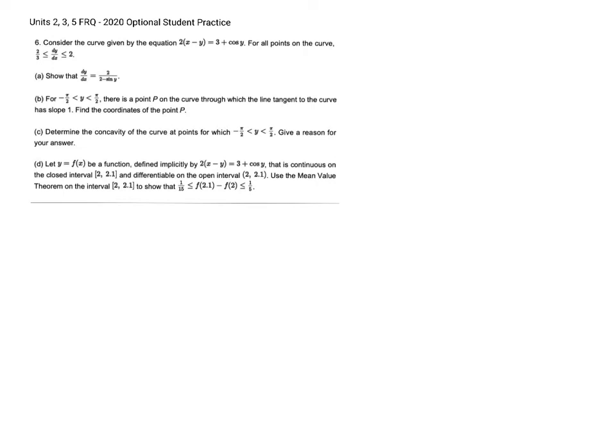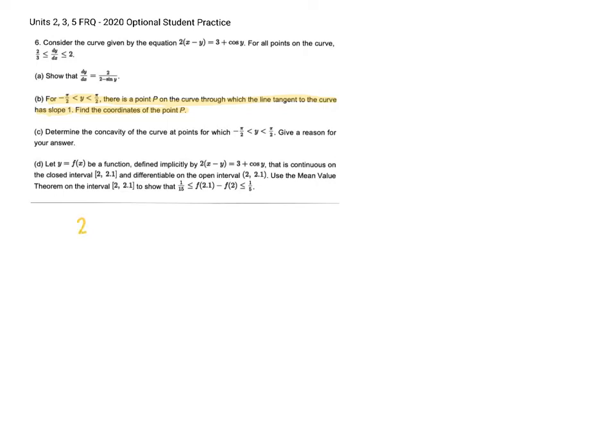In part B, it says, for negative pi over 2 is less than y is less than pi over 2, there is a point P on the curve through which the line tangent to the curve has a slope of 1. Find the coordinates of P. So we're trying to find P. We know that the y values are between negative pi over 2 and pi over 2, and we know that there is a tangent line with a slope of 1. So I'm going to start with that slope of 1. We just figured out that the derivative was 2.